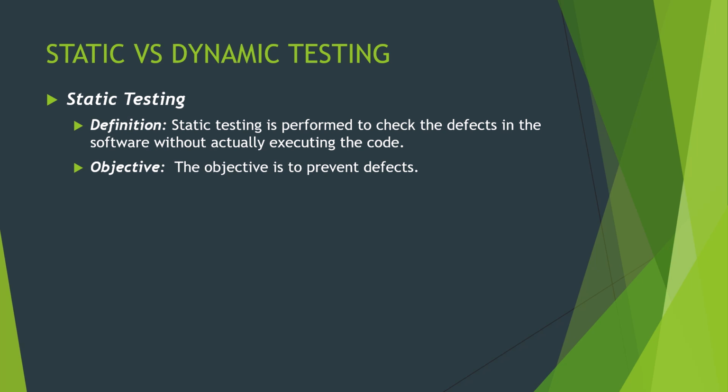Let's first look at static testing. Static testing is where we review and analyze code, documents, or requirements without executing the actual software. The goal is to prevent defects early, like spotting logic issues in the design or a typo in the code, before they turn into real bugs.